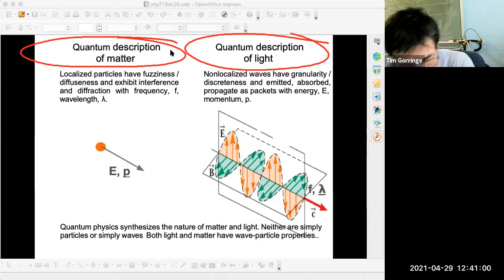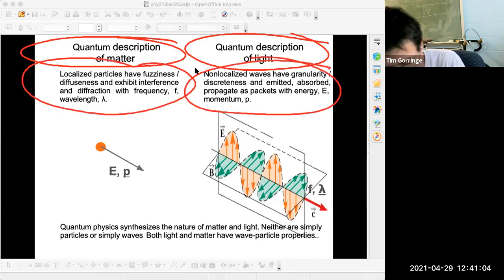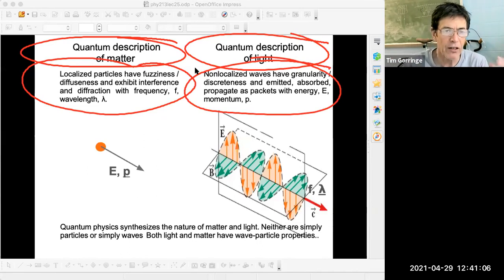That sort of parallels the peculiarities that we found for light. We found at the quantum level, the modern physics level, that light actually came in little packets. We called them photons, and light was emitted in units of photons. It was absorbed in units of photons, and it propagated in little packets we called photons. And those photons carried energy and momentum. They carried P and E.